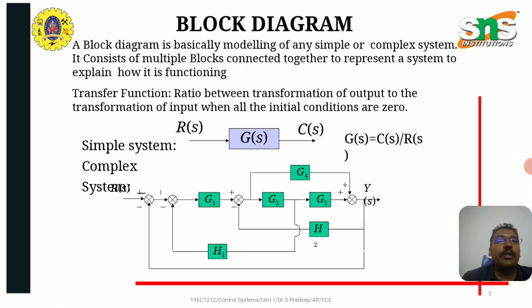This simple block diagram is shown in this figure, and a complex system is shown in this figure. In a simple system, the input R(S) is given to the system G(S) and the output is C(S), which is given by G(S) equal to C(S) divided by R(S).